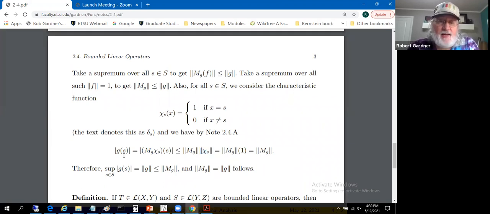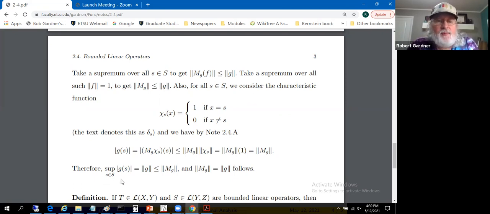All right, so for any s, we're able to pick a corresponding characteristic function and show the absolute value of g of s is less than or equal to the operator norm of m sub g. So if we take a supremum over all s in capital S, lots of suprema taken, yeah, that's because everything is sup norms in this example. B of S has a sup norm on it, and the operator norm is defined in terms of supremum as well. So that's why all this repeated stuff with take a supremum, take a supremum, take a supremum.